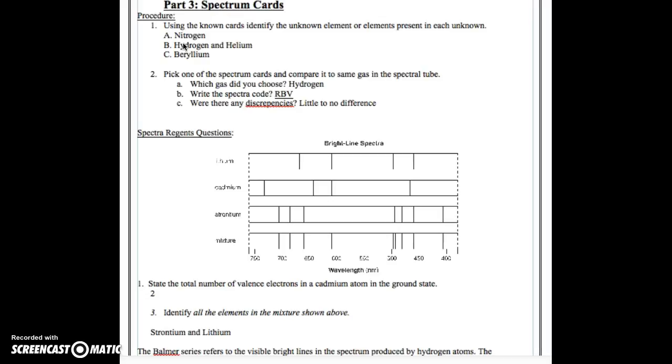Down here, let's look, state the number of valence electrons of cadmium. There are 2 valence electrons. You just go to Cd on the reference table and you look at the last number in the electron configuration. It's 2. That's how we get that.